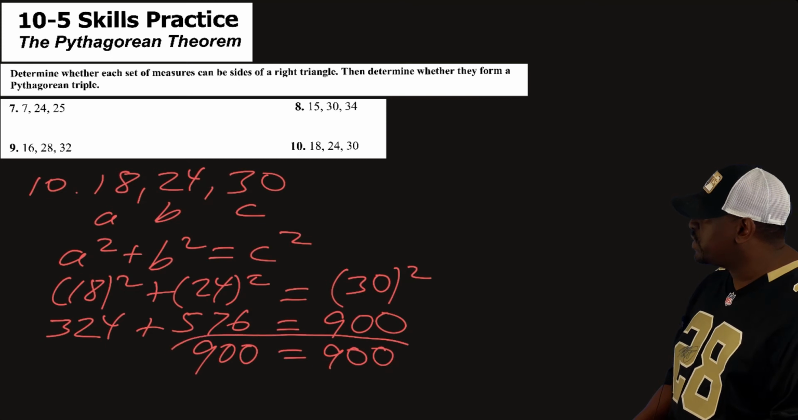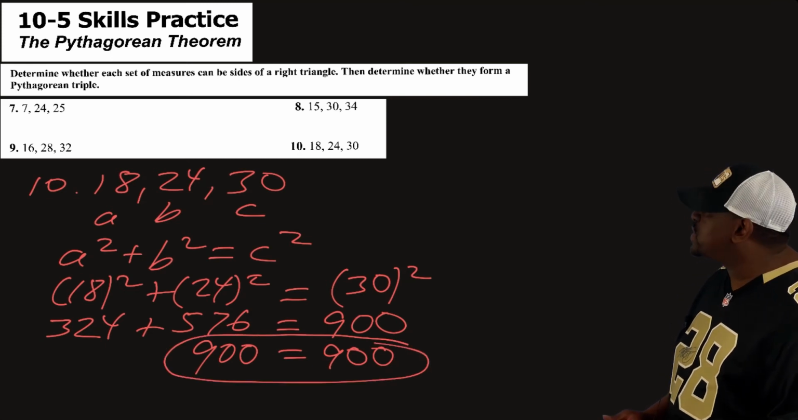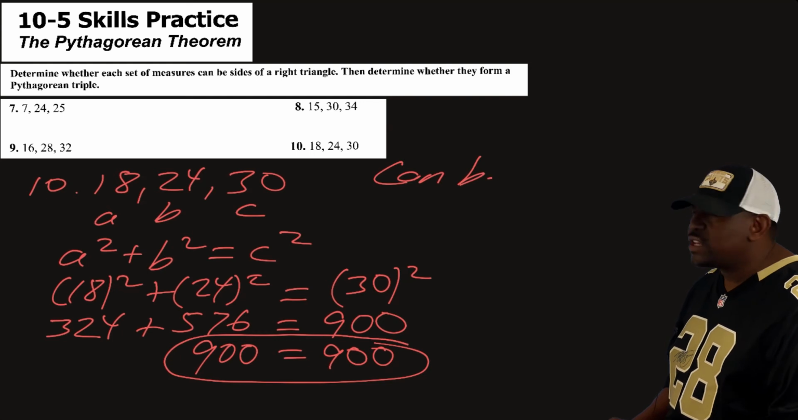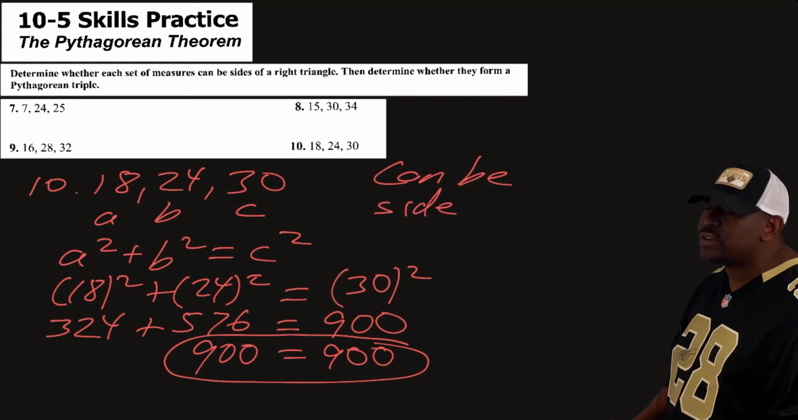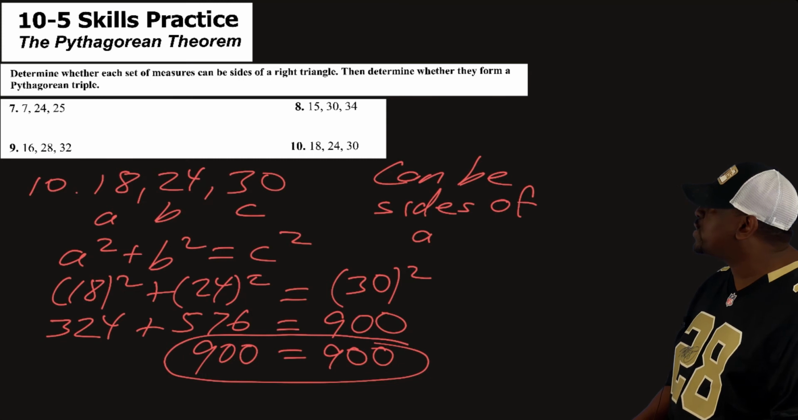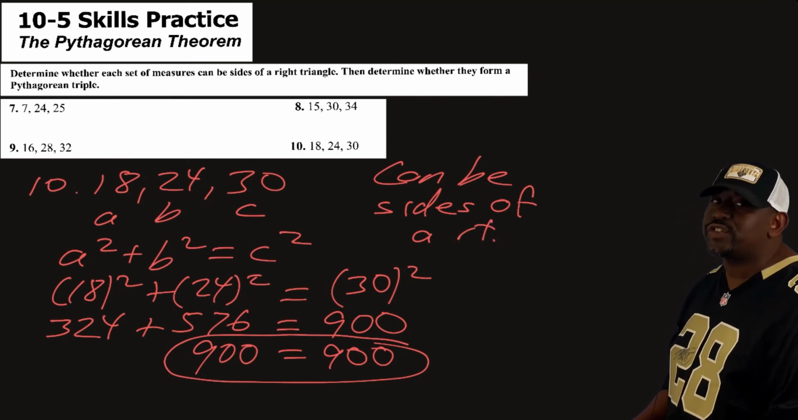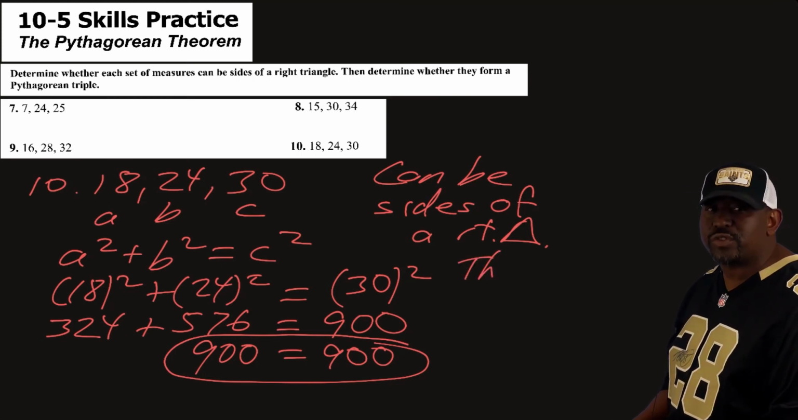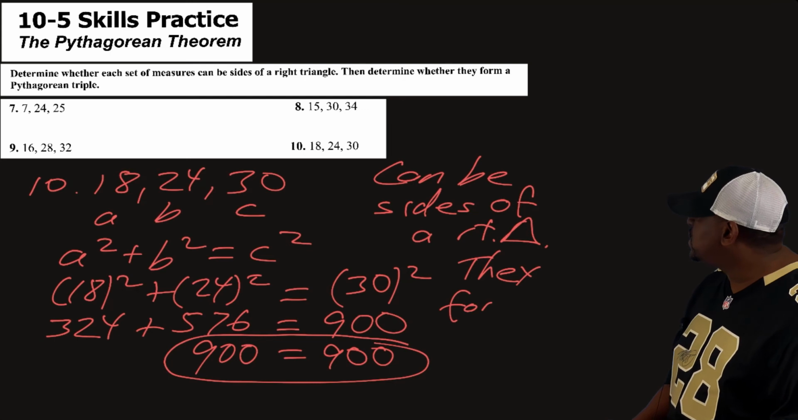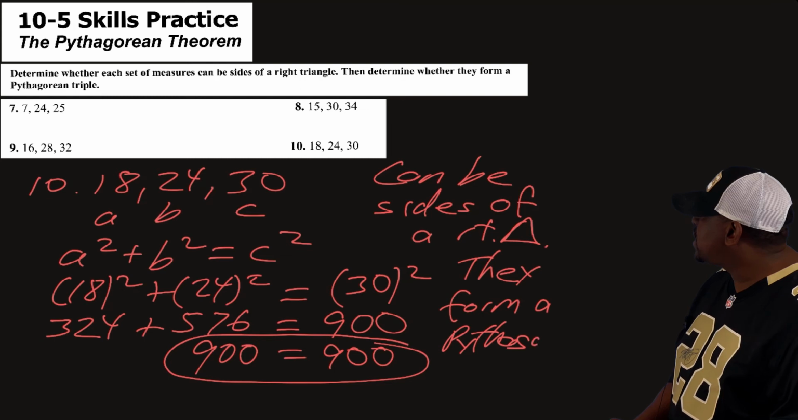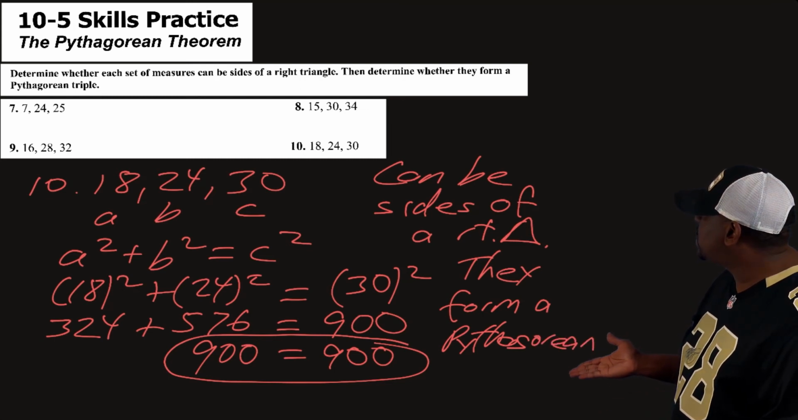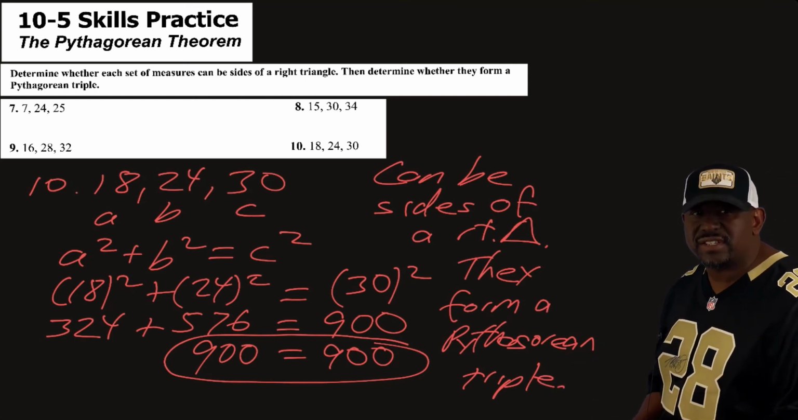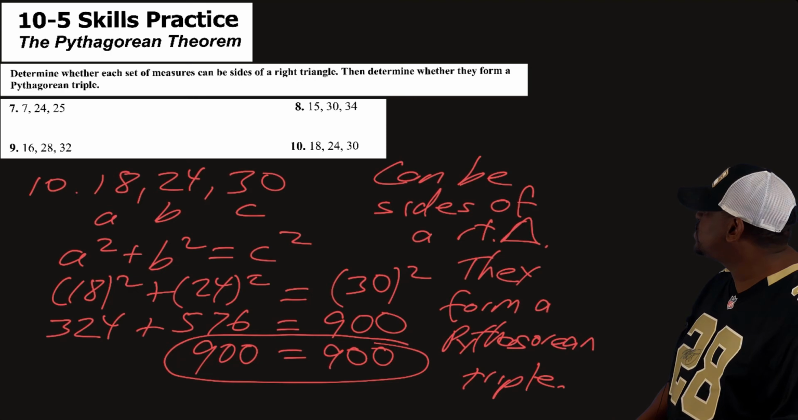They're equal. And so we can say that these three sides, 18, 24, and 30, are sides of a right triangle. And since all three of these values are integers, we can also conclude that they form a Pythagorean triple also. And again, that will be written down here by the NOLA MATHMAN. And as you can see here at the bottom of the screen, we want to write this as a complete sentence. So we're done with number 10.